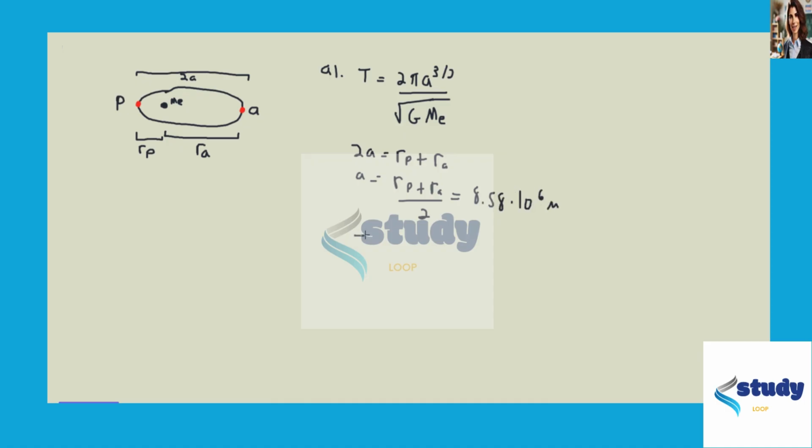And then we can solve for the period. And so we get that as 7.91 times 10 to the 3rd seconds, which comes out to be about 2.2 hours.